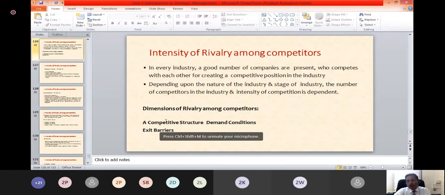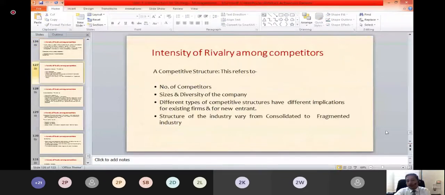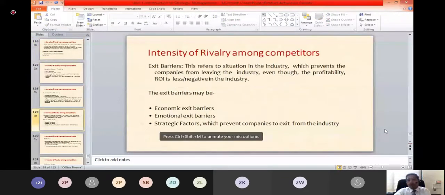So these two dimensions we were discussing. First we discussed competitive structure and demand conditions. Second is exit barriers, which we are going to discuss right now. These exit barriers refer to some situation in an industry that prevents the companies from leaving the industry even though the profitability or return on investment is less or negative in that industry. So with an exit barrier, leaving that particular industry or closing the business becomes difficult.